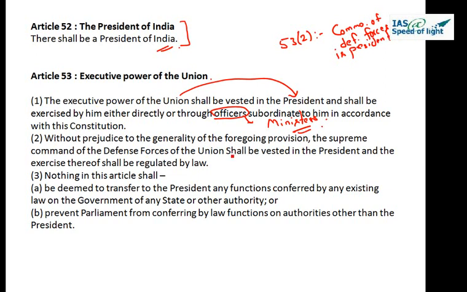Part 3 of article number 53 gives us the information that the Parliament has the power to confer additional functions on the President, or it can take certain functions from the President and ask some other authority to perform those functions. So this is article number 53 of Part 5, chapter number 1.